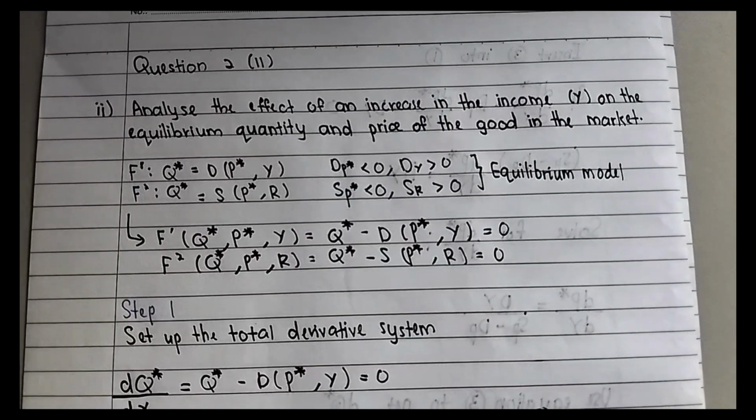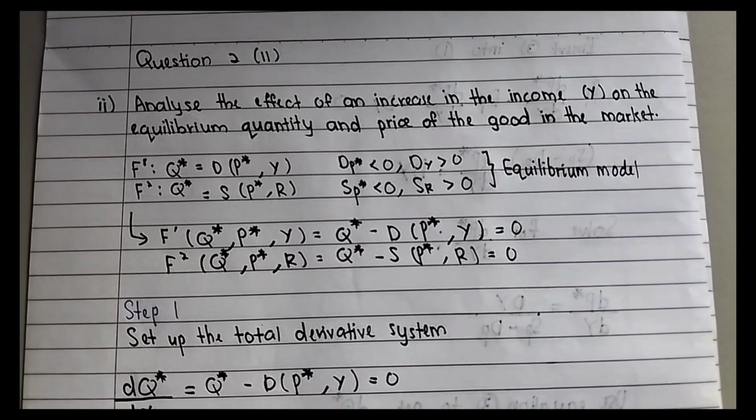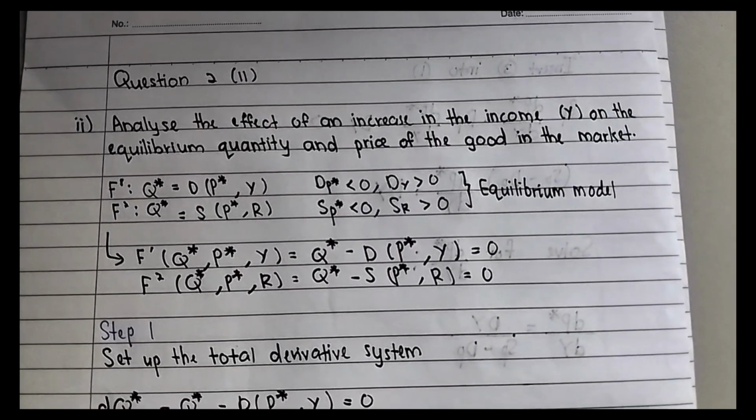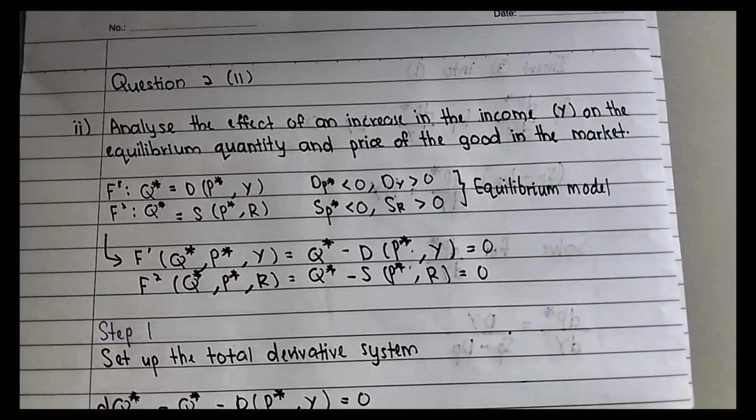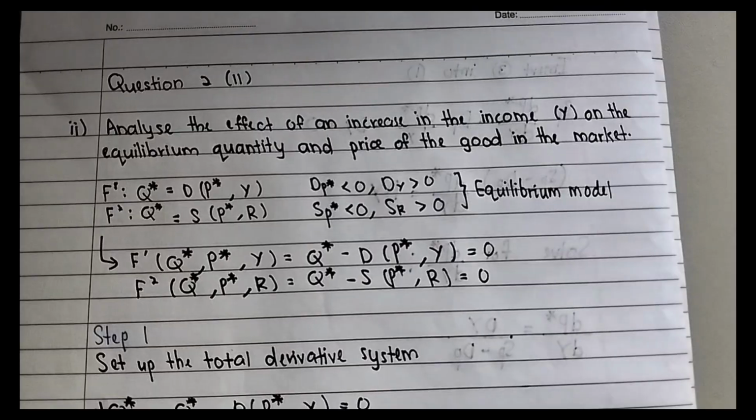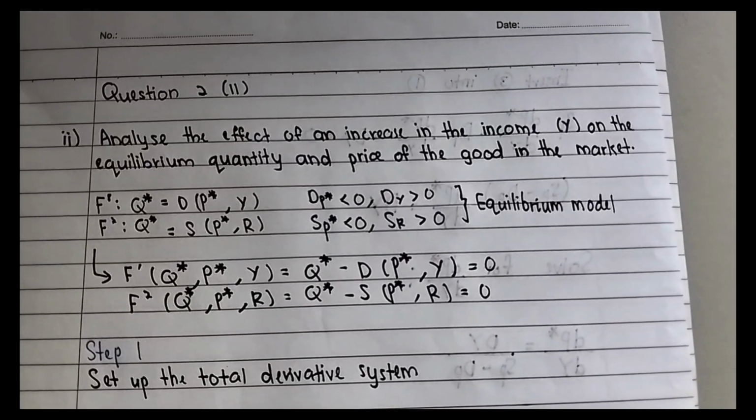Right now I would like to explain question 2, which is: analyze the effect of an increase in the income Y on the equilibrium quantity and price of the good in the market.